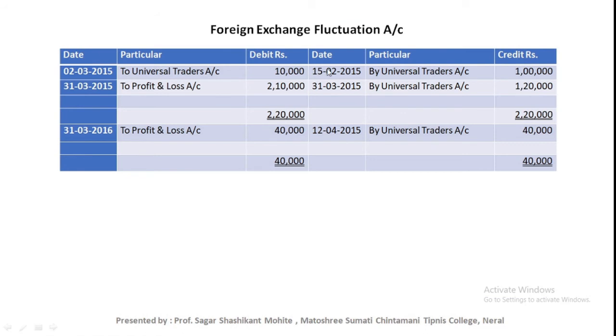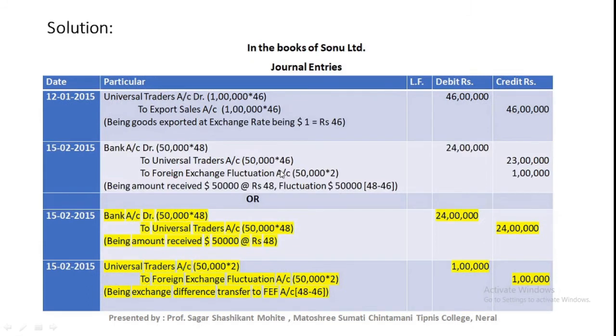Foreign exchange fluctuation account is a ledger account. This is the first transaction, 15 February 2015. If you see the combined journal entry, at the credit side of the foreign exchange fluctuation account you would show the bank account, but it's wrong, because it's a combined journal entry. That's why you see the bank account, but it's not actually a fact. You can see the separate journal entry for that.